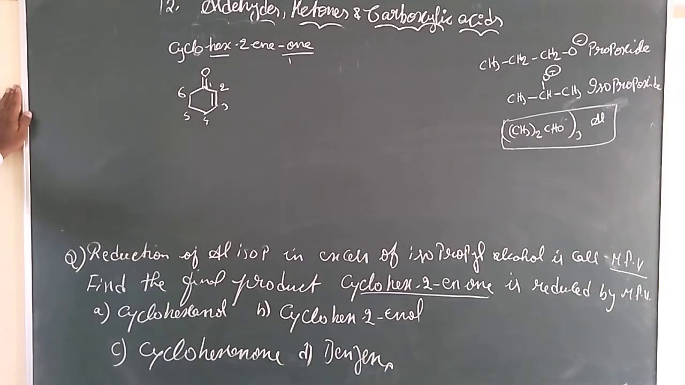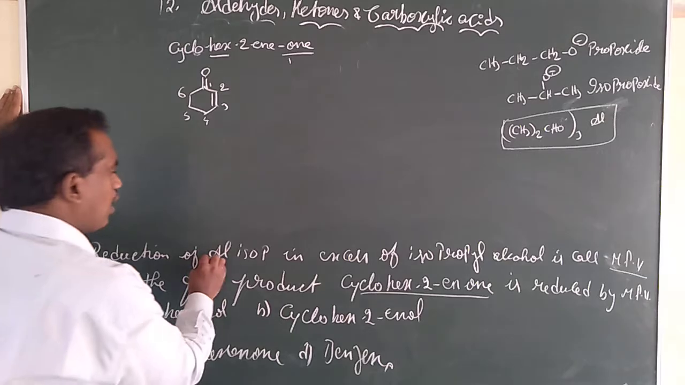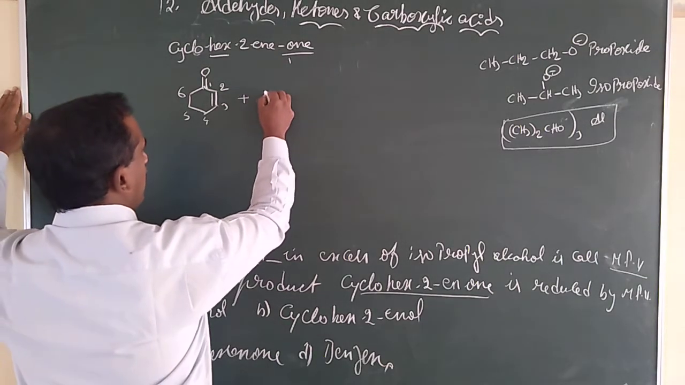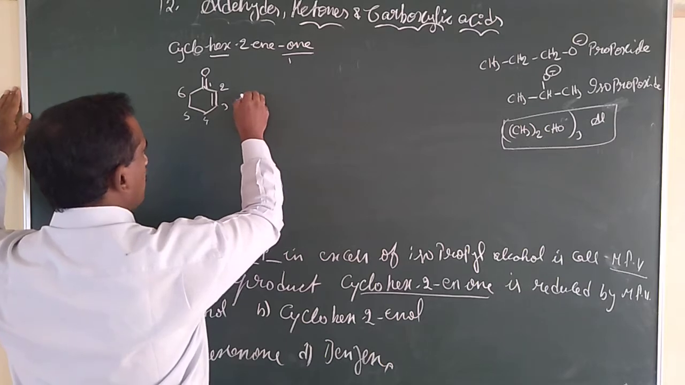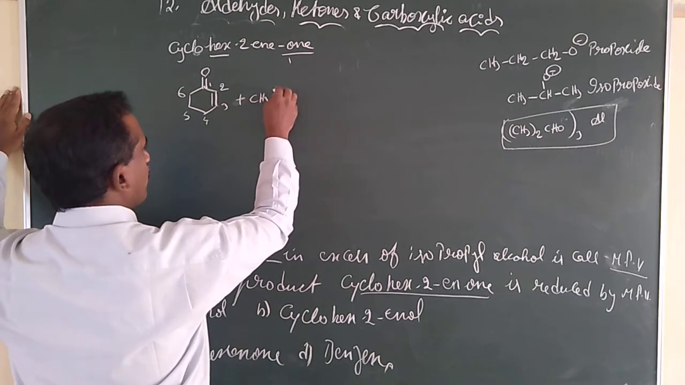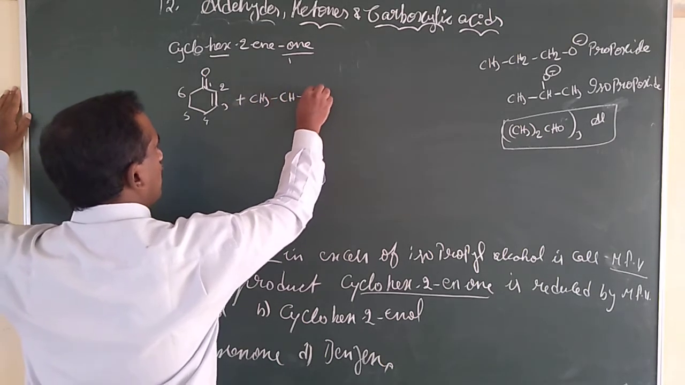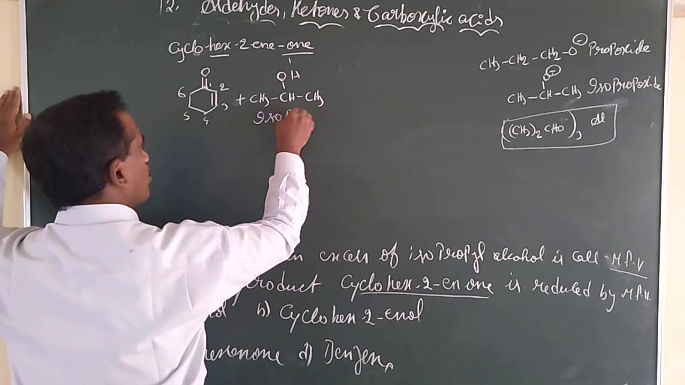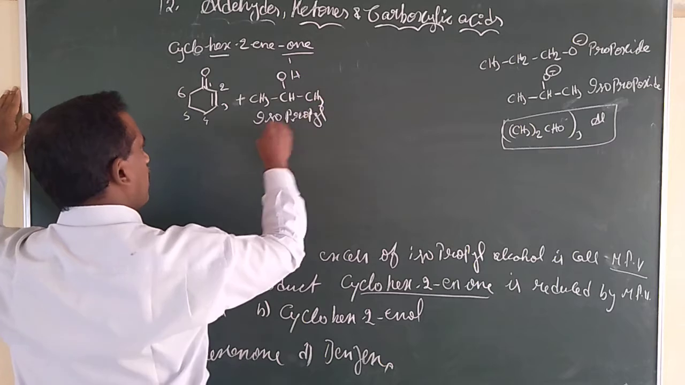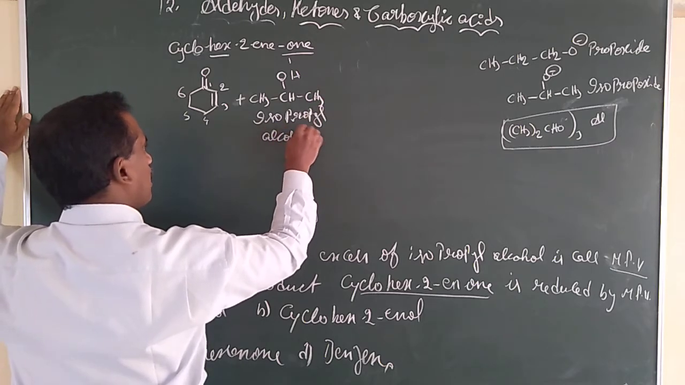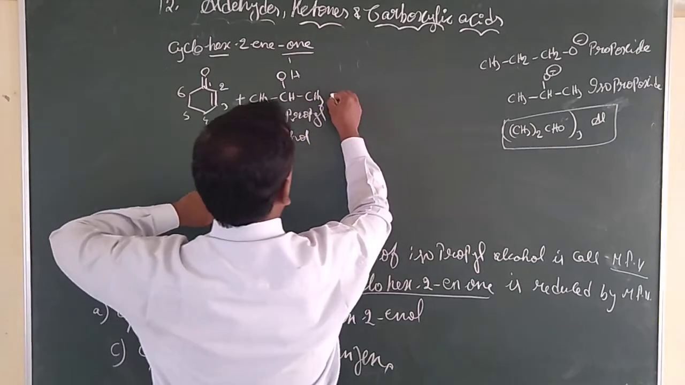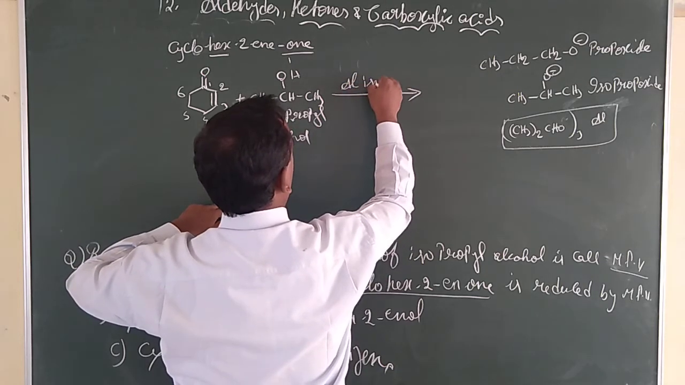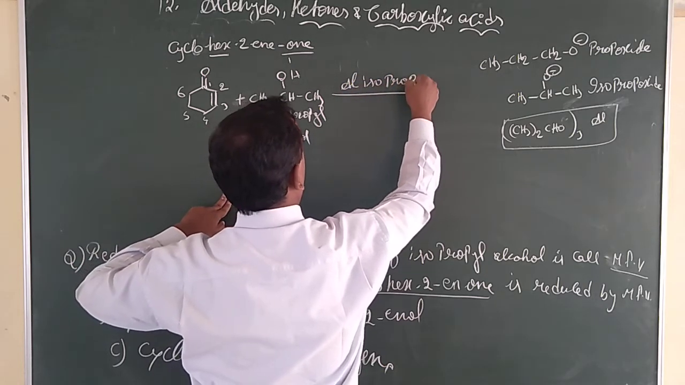Cyclohexenone is going to react with what? It is going to be reacted with aluminium isopropoxide in the presence of isopropyl alcohol. In the presence of the isopropyl alcohol, we are reacting with the aluminium isopropoxide.